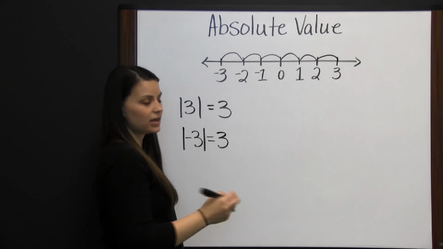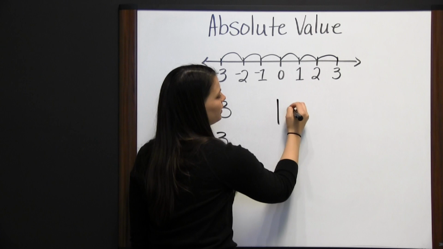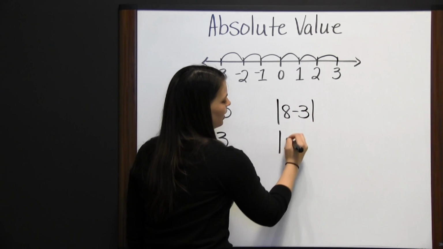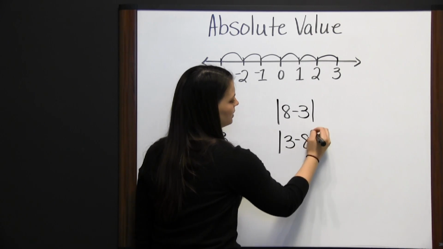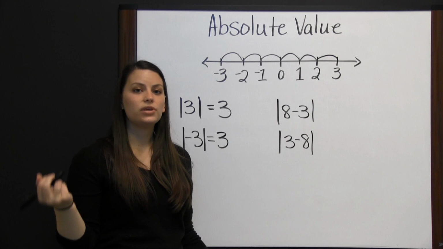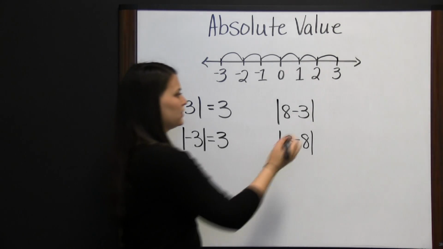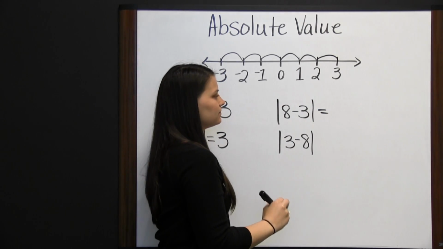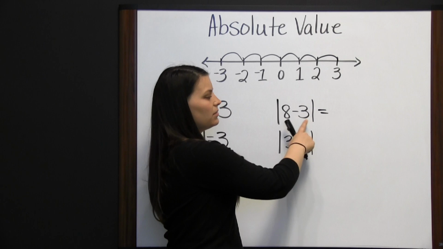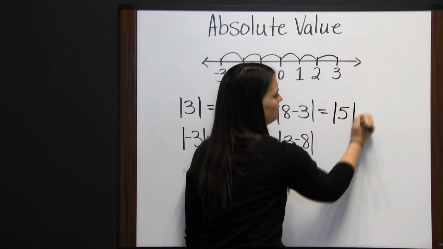Let's look at the absolute value of a couple of differences. The absolute value of 8 minus 3 and the absolute value of 3 minus 8. When you're doing the absolute value of a difference, again, the order doesn't matter. The result will still be the same. Let's see how that happens. Start on the inside finding your difference. 8 minus 3 is 5. So we have the absolute value of 5.